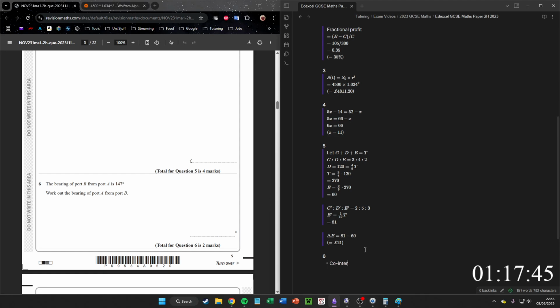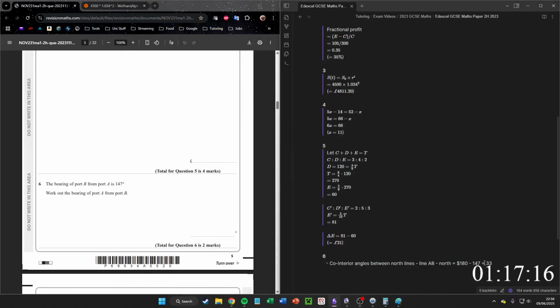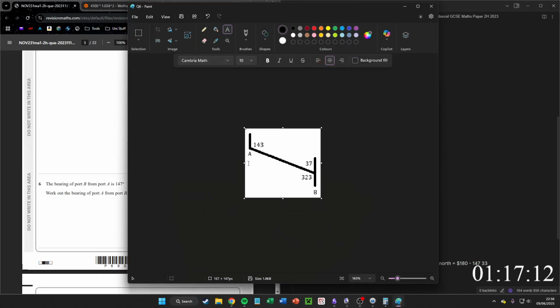Co-interior angle between north lines, line AB, to north, is equal to 180 subtract 147, which is equal to 30. Did I say 33 when I did the working out? 37, because it's 143. Oh, it's 147 is the actual. Okay, well there we go. I don't know where I've got that from.